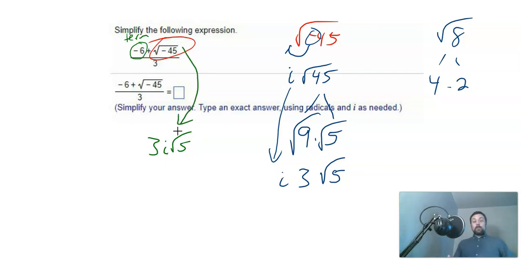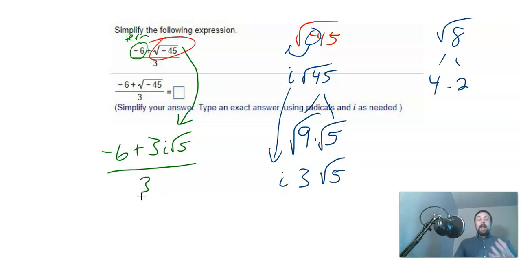So don't think, oh, we just finished the problem, because that's just the square root part of the problem. We still have the negative 6 here with a plus sign. And then we still have the 3 on the bottom. Now, the 3 still does not cancel out with the 6 because these are still terms.